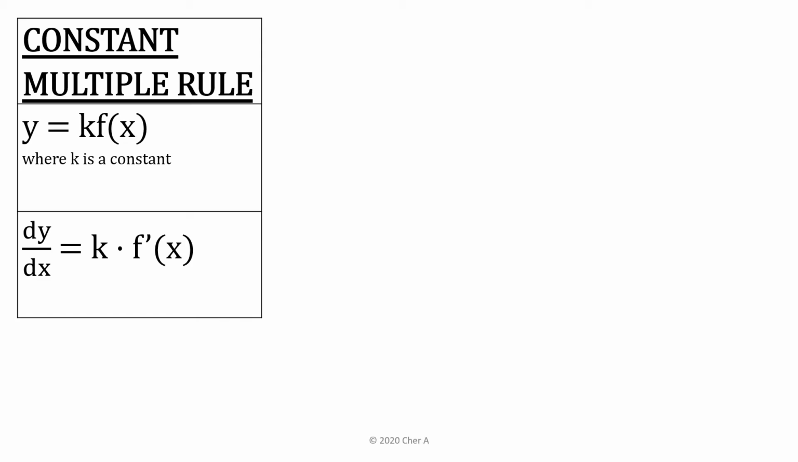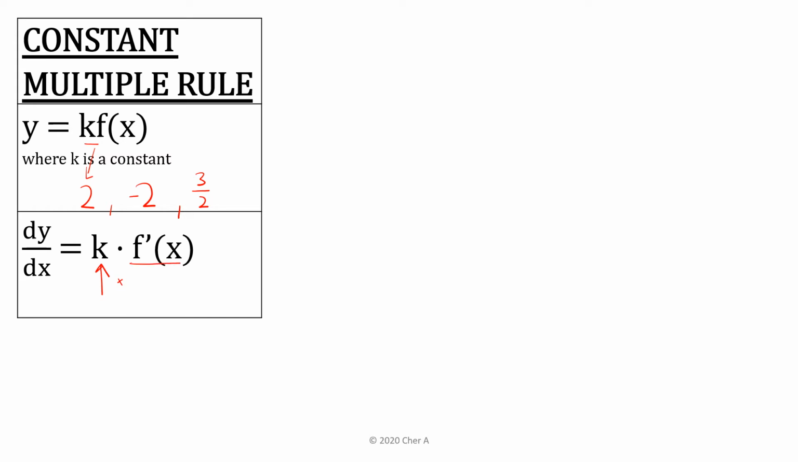Right. So now let's move on to the second rule, the constant multiple rule. You'll see in your question y equals k f(x). What is k? k can be a positive number, a negative number, a fraction, or even a decimal. So how do we differentiate y equals k f(x)? You have dy/dx equals k remains, multiplied by the differentiated function of x.